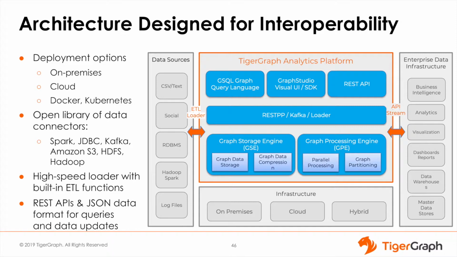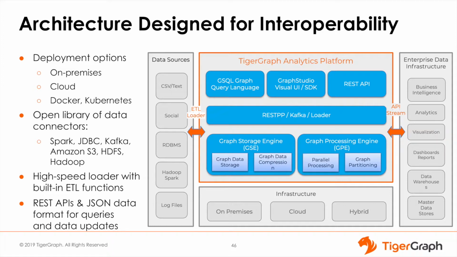TigerGraph is designed for interoperability. Its architecture is designed for deployment either on the cloud or on premises on standard Linux servers. TigerGraph is available on AWS, Microsoft Azure, and Google Cloud Platform GCP marketplaces. TigerGraph supports Docker as well as Kubernetes containerization and has built out a large open source library of connectors to popular data sources, including Spark, relational databases, Kafka-based streaming, Amazon S3 buckets, and Hadoop.